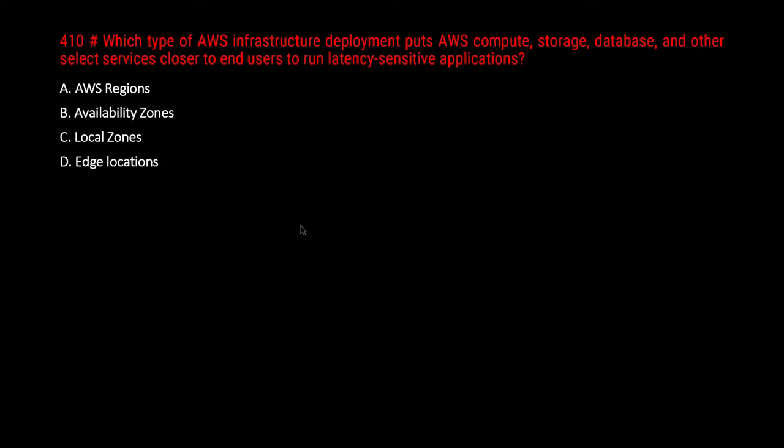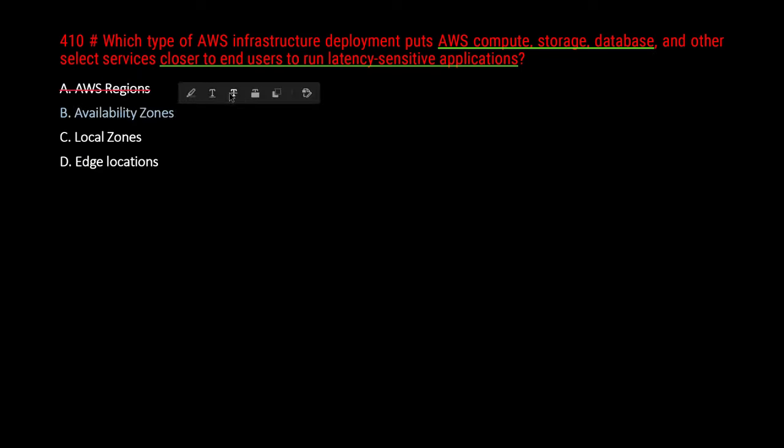Which type of AWS infrastructure deployment puts AWS compute, storage, database and other select services closer to end users to run latency sensitive applications? They are talking about putting all these near the client. If you have Outposts then it will be confusing, but it is definitely not Regions and it is definitely not Availability Zones, because these are landlocked to a particular geographic area.